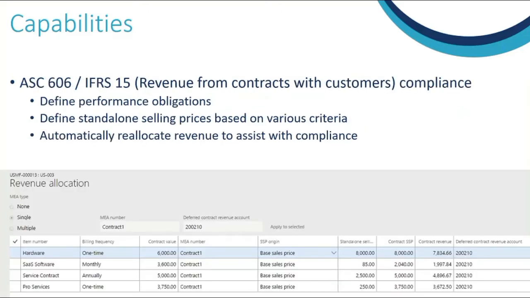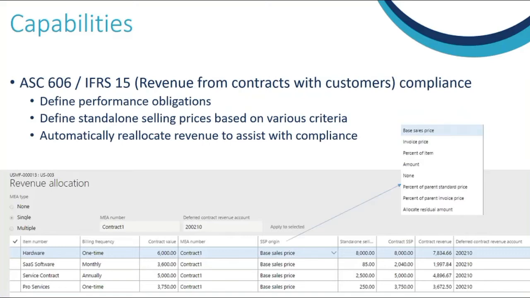And then there's the final piece of the puzzle, which is ASC 606 or IFRS 15, revenue from contracts with customers. Again, customers are having to deal with this in Excel because you have to be able to define your performance obligations, define those standalone selling prices based on various criteria, and you can see we have several different ways of defining that here in the application, and then automatically reallocating the revenue.